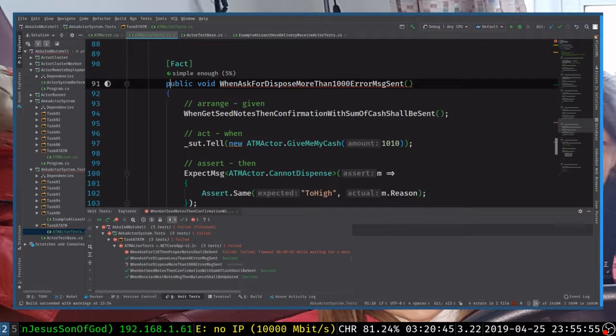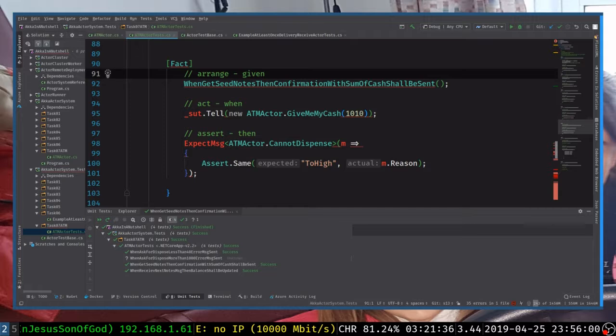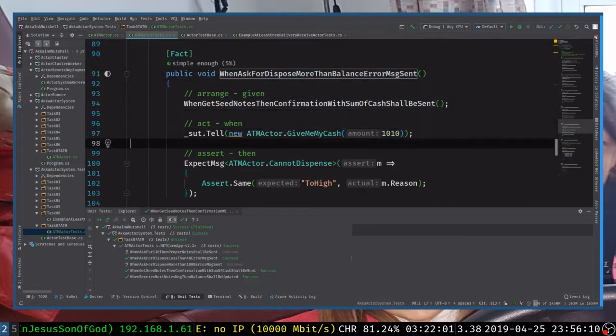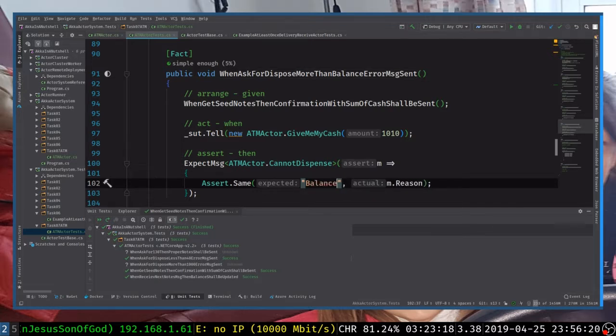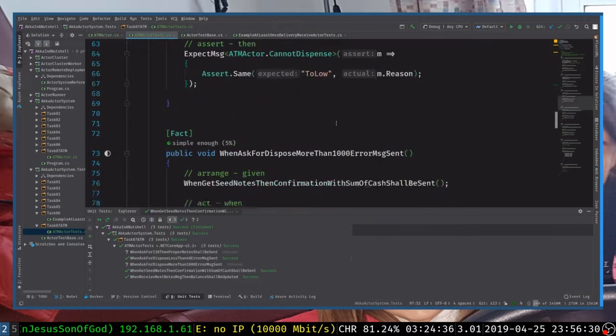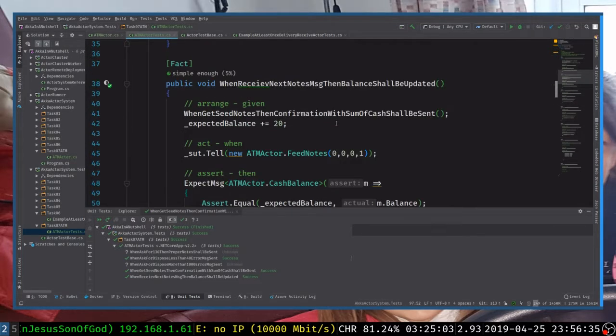Okay. Well, when asked for dispense more than cash in balance. Balance. Okay. So, what do we know? That we have, how many we have? What's the amount of cash we have?